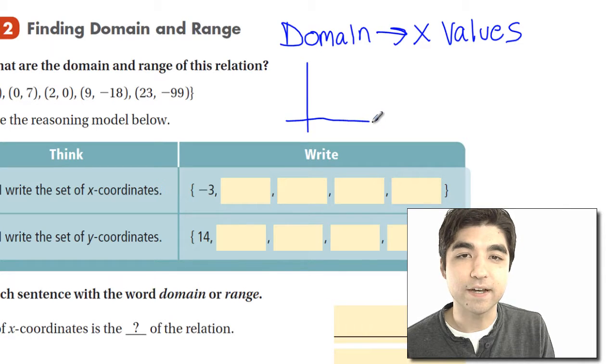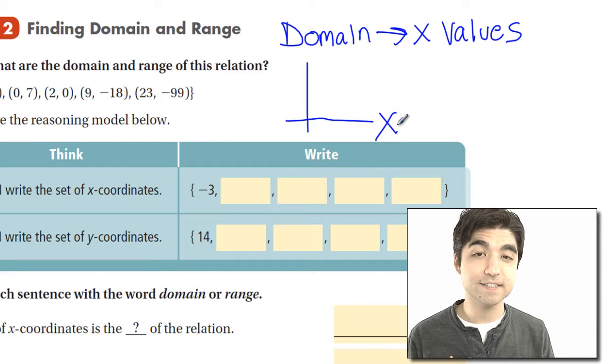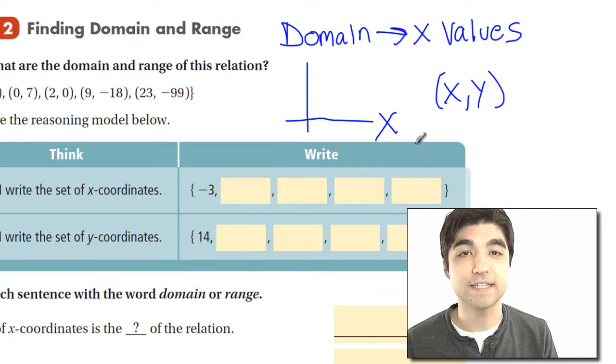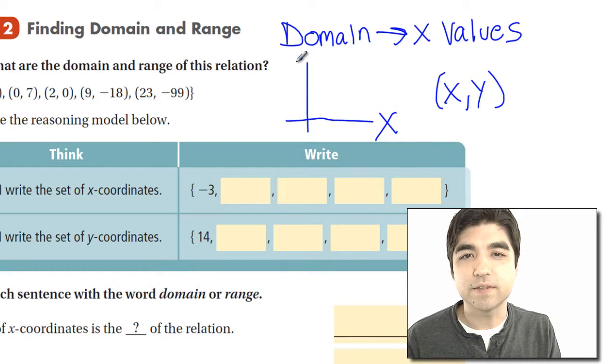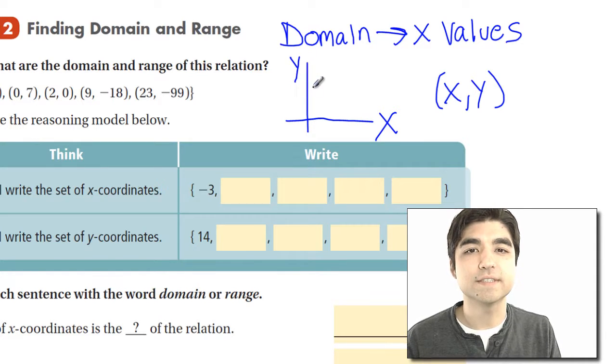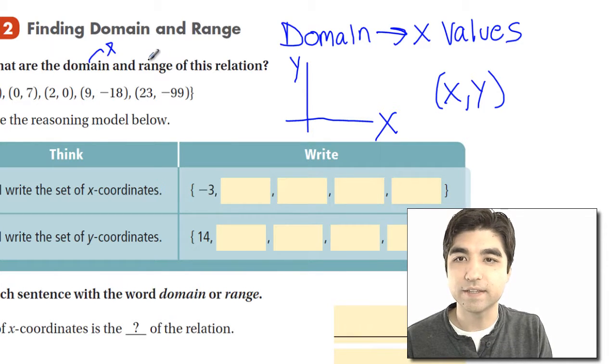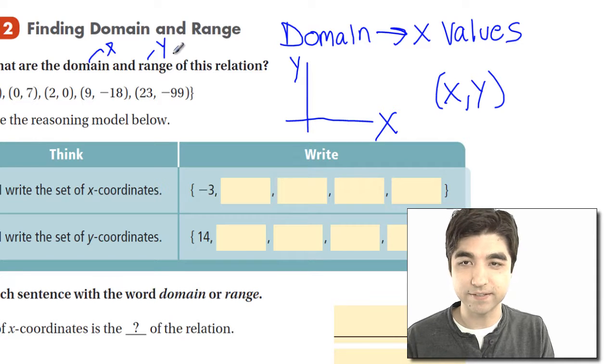Like if it was a graph, you know, the x values are the ones on the horizontal axis. And if it was, say, a coordinate point, the x value is the first number and the y value is the second number. And same thing with the graph, the y value is usually the vertical axis. Okay, so domain is the x values, and then the range is the y values.